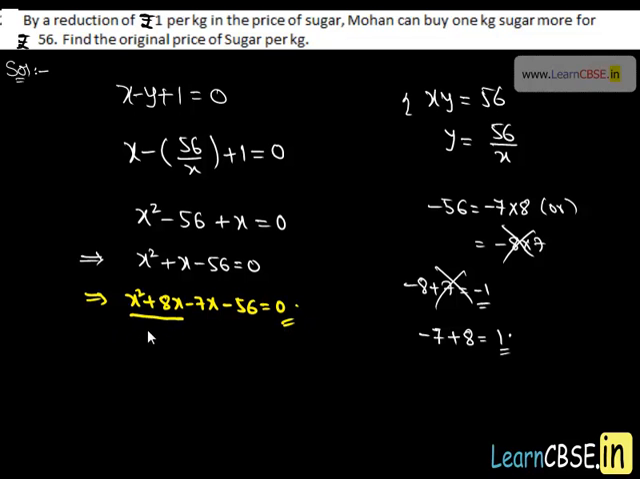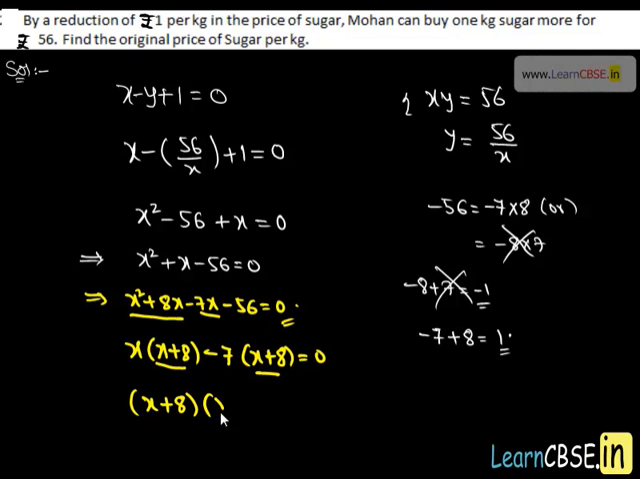If we take x common from these, we get x times x plus 8. From these two terms, we will take negative 7. Then we have x plus 8. If we take the expression x plus 8 common, we have x plus 8, and we are left over with x minus 7. That is equal to x plus 8 times x minus 7 is equal to 0. By equating these two expressions, we get the value of x. x plus 8 is equal to 0 or x minus 7 is equal to 0.